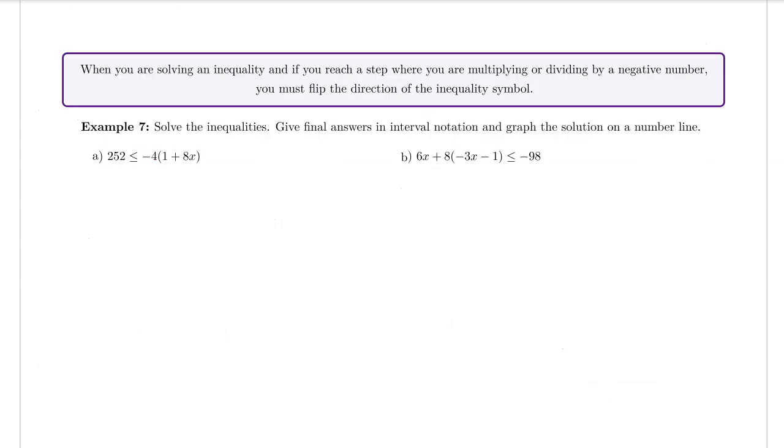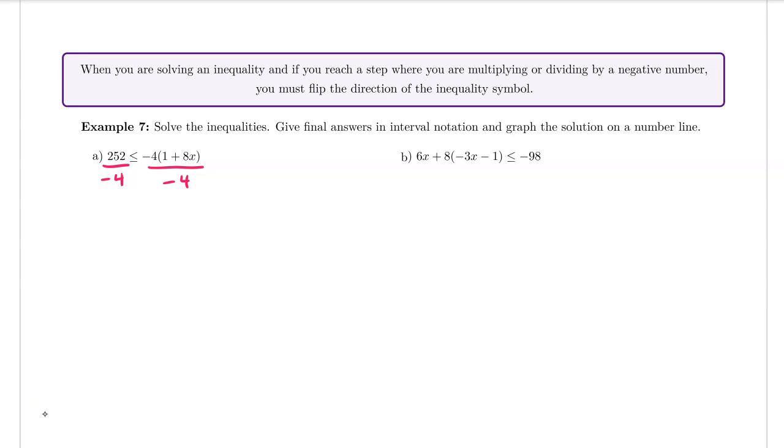When you are solving an inequality, and if you reach a step where you're multiplying or dividing by a negative number, you must flip the direction of the inequality symbol. Example 7 says, solve the following inequalities, give final answers in interval notation, and graph the solution on a number line. So for part A, we have 252 is less than or equal to negative 4 times the quantity 1 plus 8x. So here I'm going to start off by dividing both sides by negative 4.